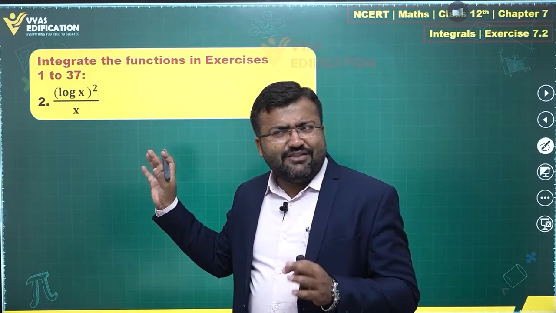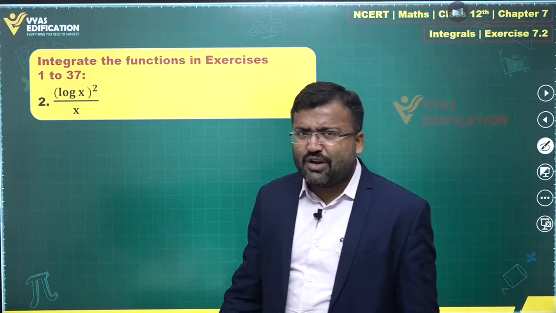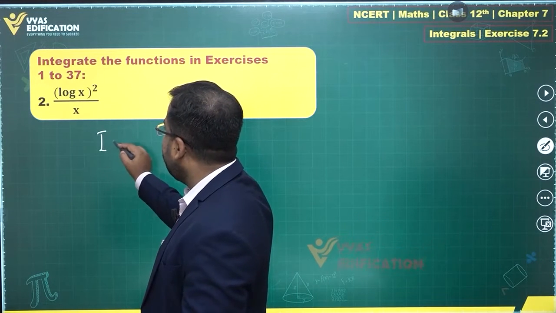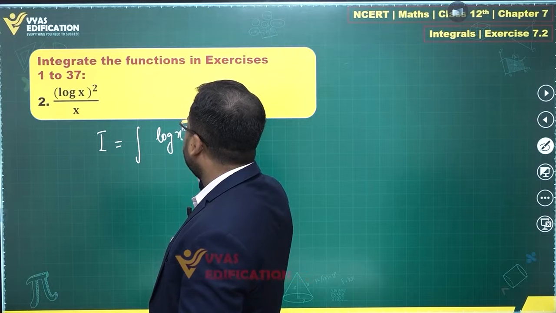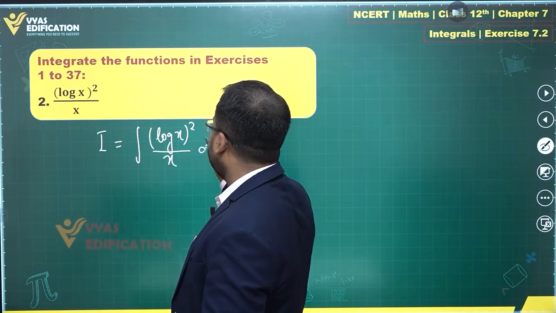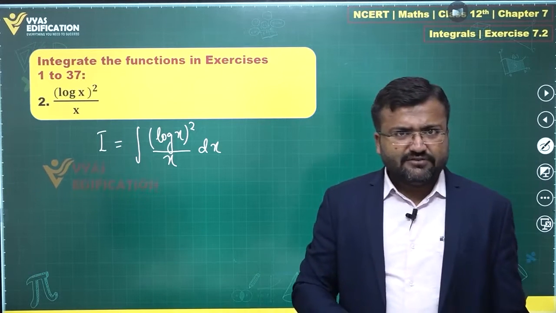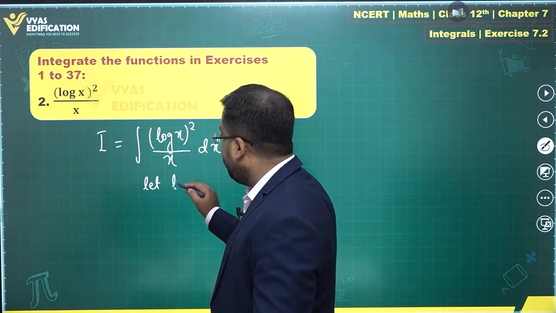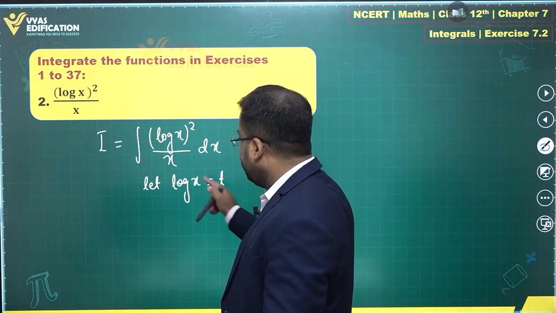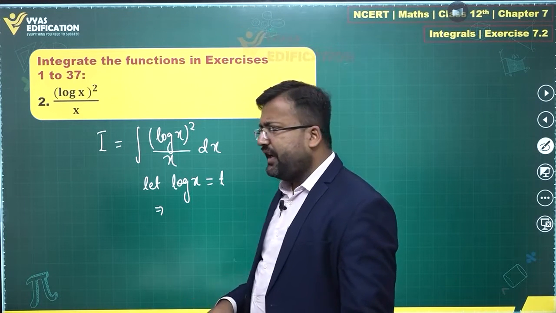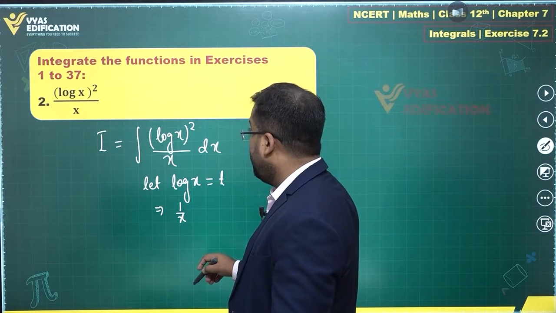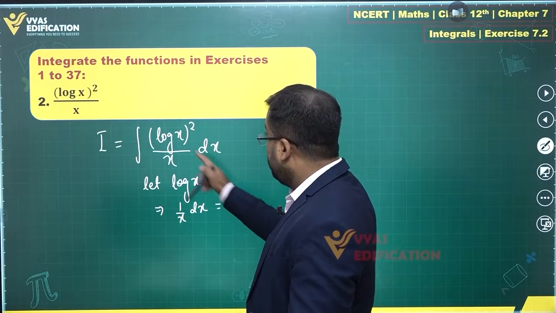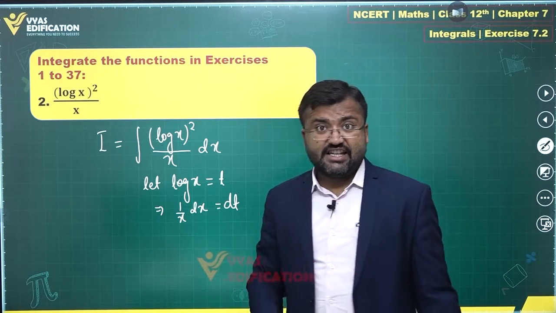And that tells me, okay, the derivative of log x is 1 upon x, right? And that 1 upon x is present over there. So I write I as the integral of (log x)^2 upon x dx. We want to integrate this whole thing, right? And for integrating this, the important thing that we observe is the derivative of log x. We'll take log x equal to t, and the derivative of log x is 1 upon x dx, which is equal to dt. The derivative of log x is present with this dx. Yes, it is already present over there.